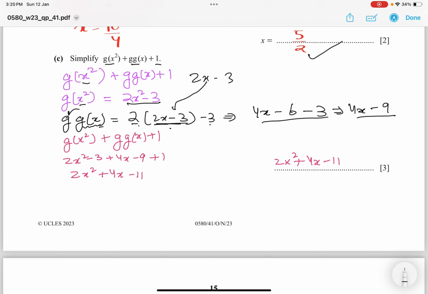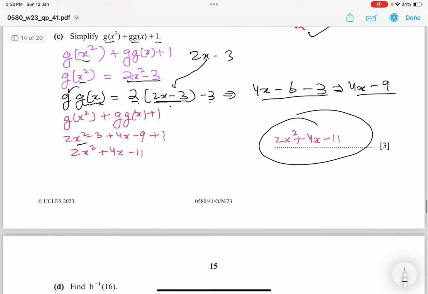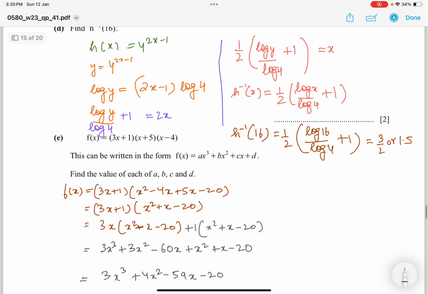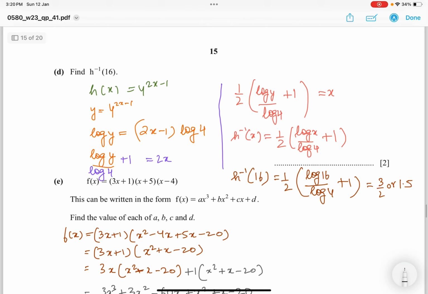Now, if we put the value 2x square minus 3 plus 4x minus 9 plus 1, that will result in 2x square plus 4x minus 1. Let us move on to the D part now. You have to find h inverse 16. So, it might be complicated for you if you are not aware about logarithm functions, but don't worry, I will teach you. So, it is like this.